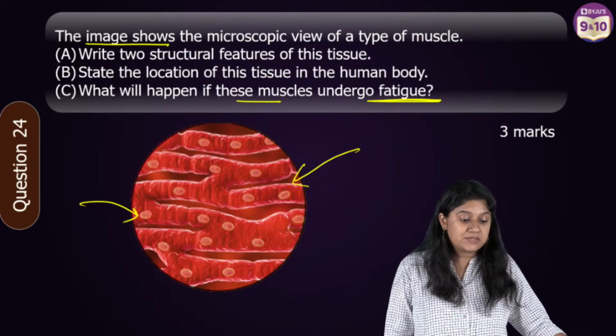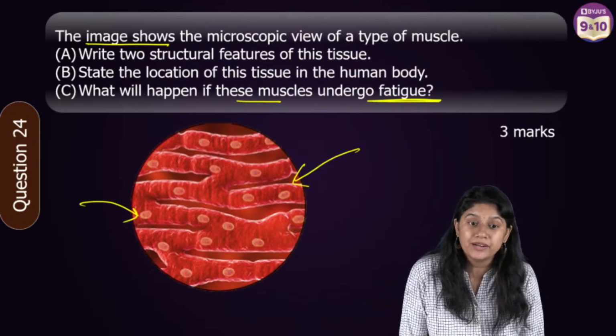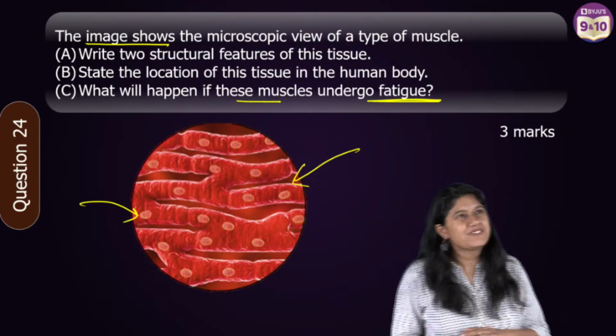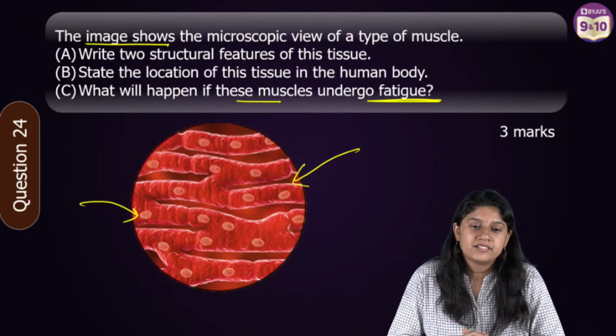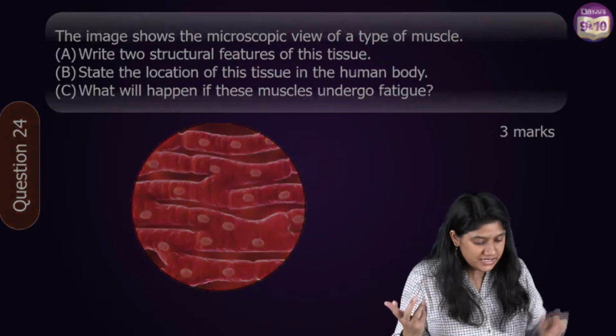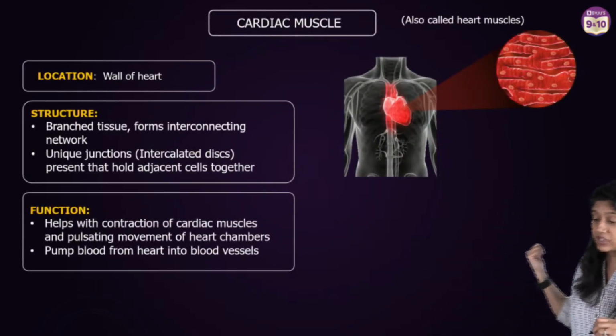What will happen if these muscles undergo fatigue? The heart will stop and will not be able to pump the blood. Fatigue means, if we say we have fatigue, a little bit of tiredness. Absolutely, weakness. Yes. So here, with the slides, you can take a screenshot of this, everyone.